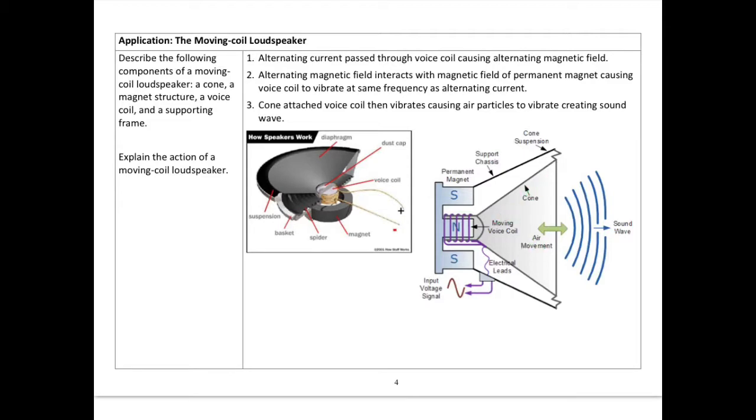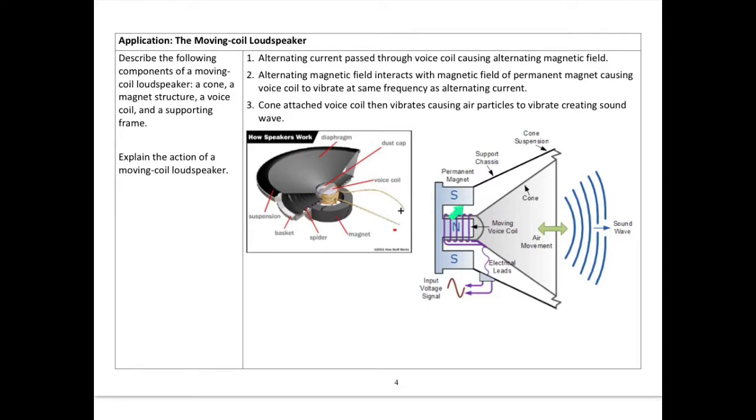a cone, or sometimes called a diaphragm, often made of a paper material. That actually is the part that vibrates. When that vibrates, it makes the air particles vibrate. And basically sound waves are vibrations of air particles. So that creates the vibrations in the air.